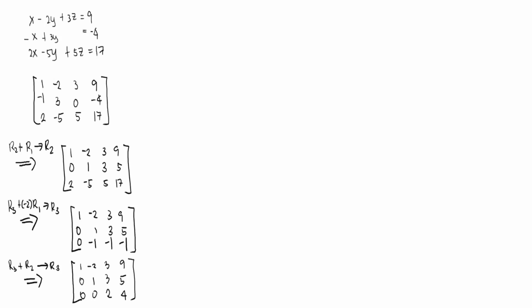Lastly, we can multiply the third row by 1/2 to produce new R3. So that is multiply the third row by 1/2 to produce new R3. Okay, so copy the first two rows. 3, 9, 0, 1, 5. Then multiply by 1/2 the third row, so that is 0, 0, 1, and then 2.